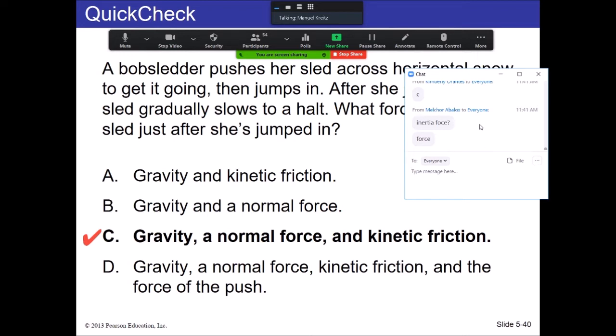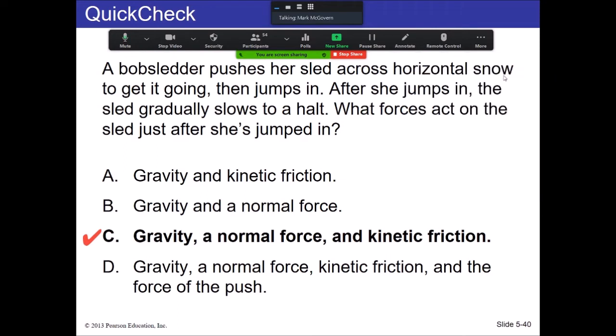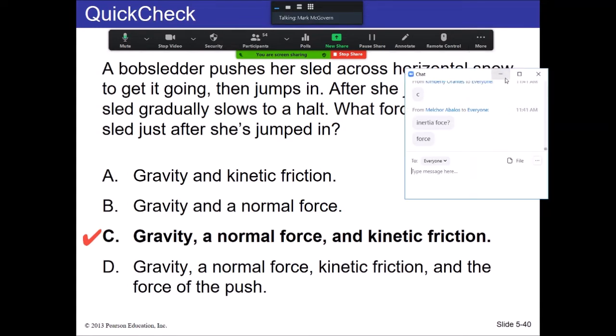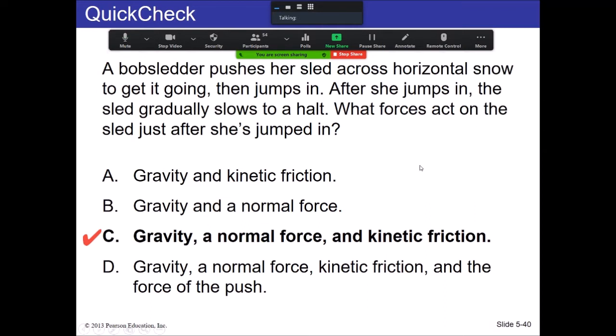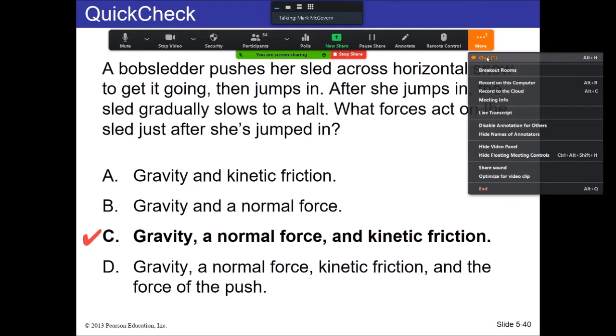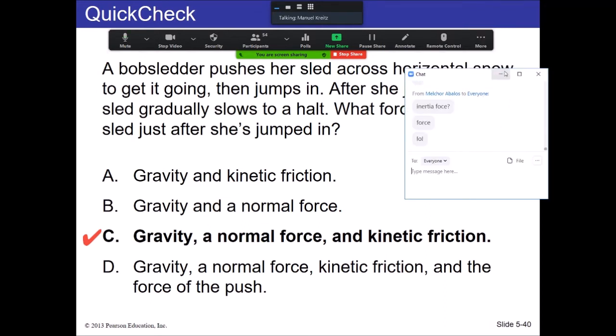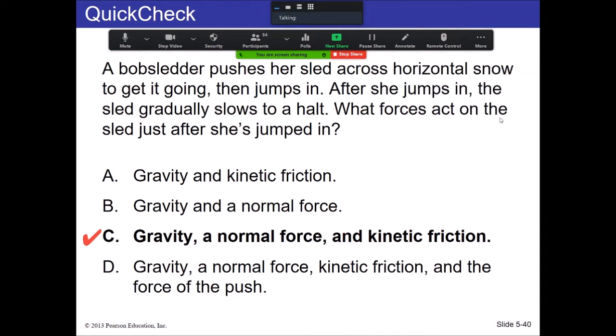Is the object the kid or the bob? I mean, the sled. The object would probably be considered the bobsledder plus sled. That's what we do. Yeah. Never use the word inertia again. Don't say inertia. And with kinetic friction, that's always the opposite of what the object is doing. Opposite of the velocity vector.